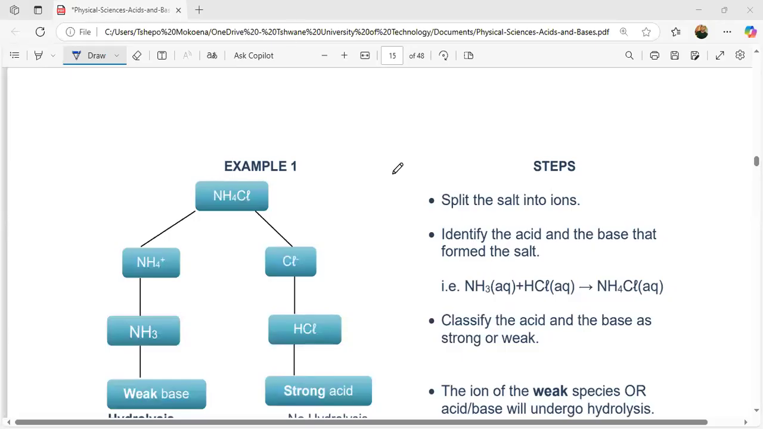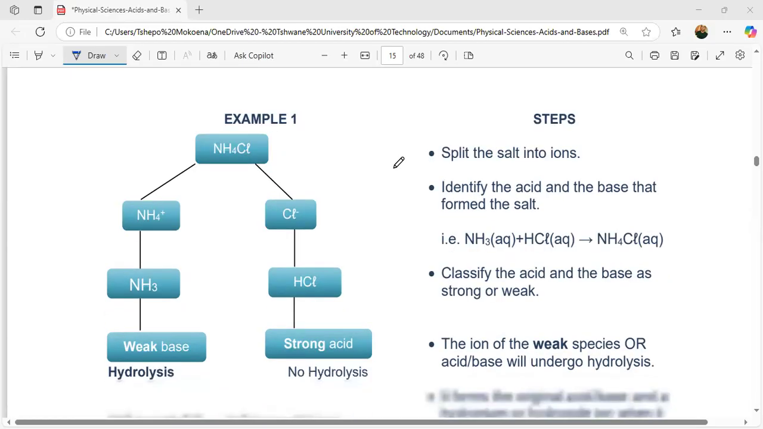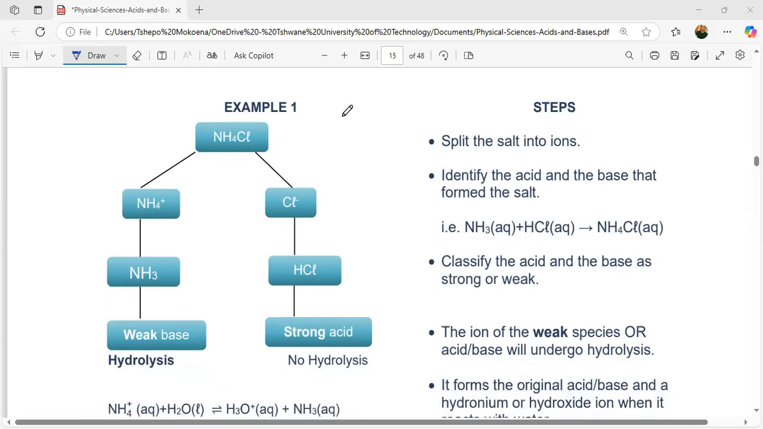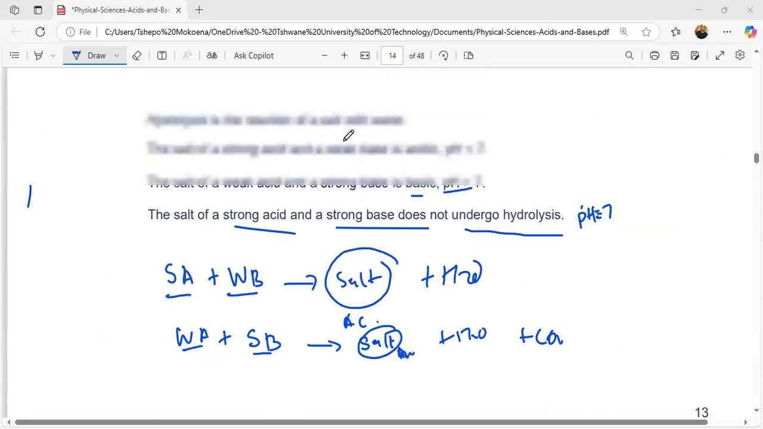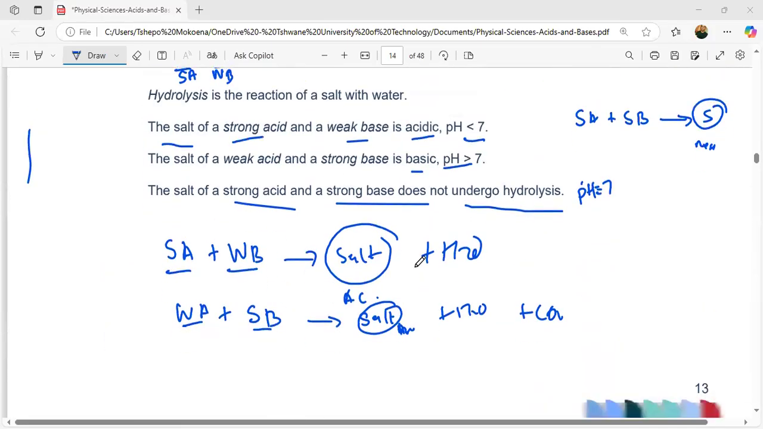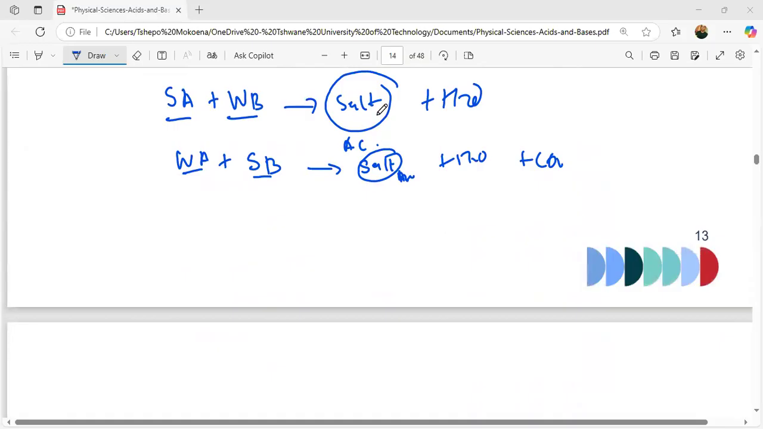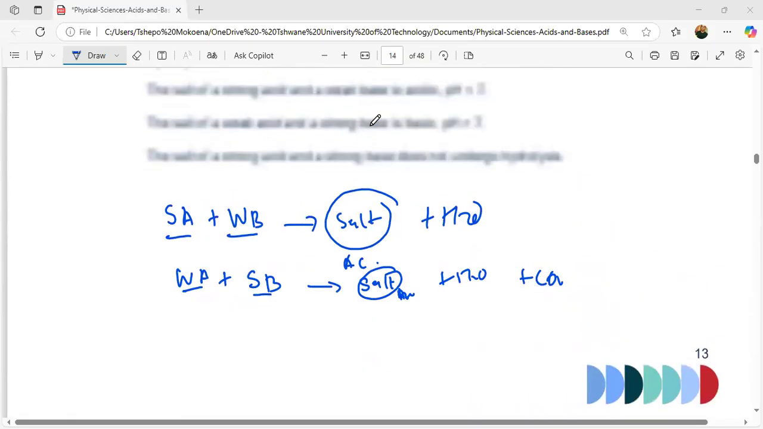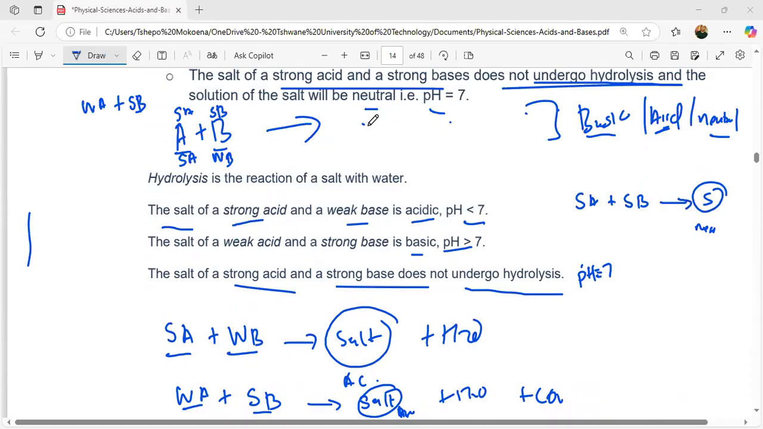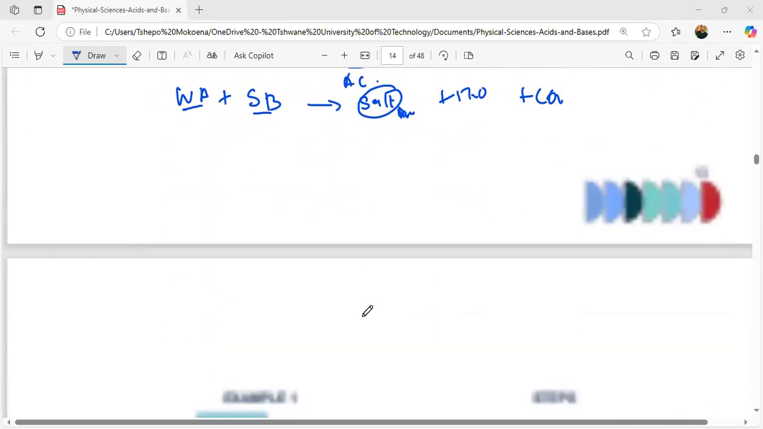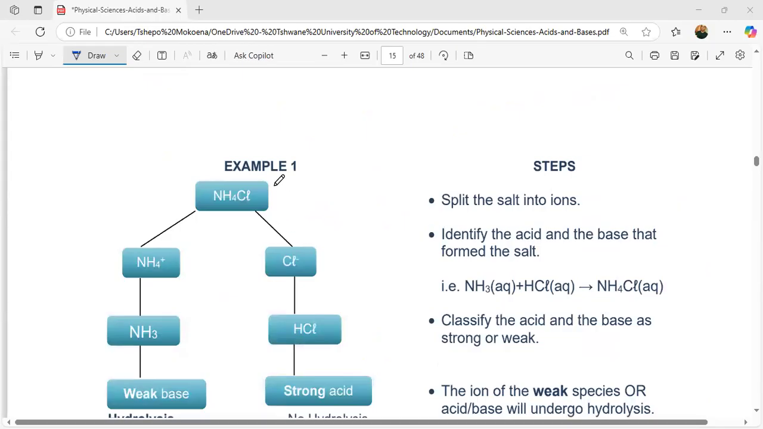So now, while we are here still explaining the hydrolysis, here I was actually explaining how the salt behaves. So now we're gonna take this salt, like I said, and in this salt, here is the salt.